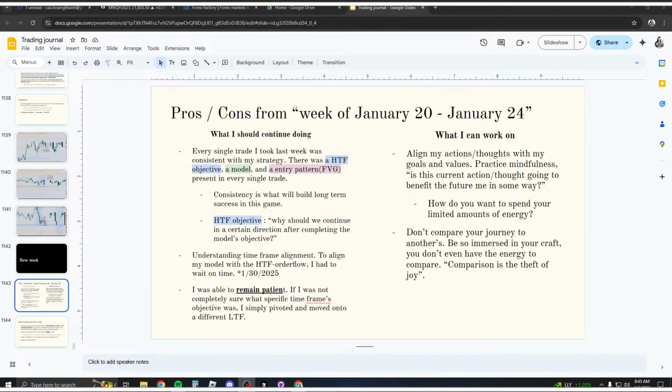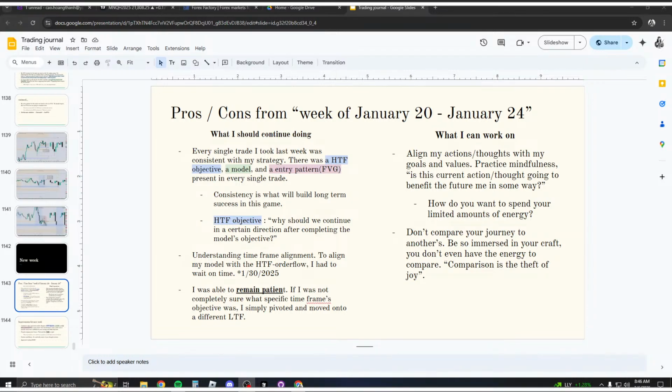If you don't have an entry pattern here, for me at least, there's no reason for me to take that trade. If one of those components in my strategy is missing in the trade, I'm not going to take it at all. I'm just going to simply sit on my hands. And even if the trade plays out according to how I wanted to see prices do, but I wasn't able to be a part of it, that's completely fine. Find acceptance with that, right?